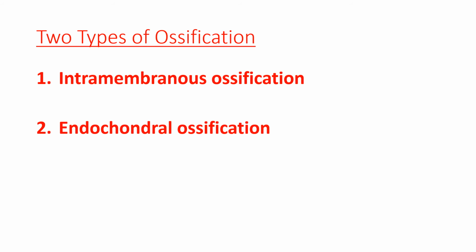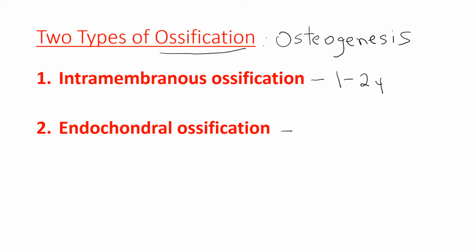Bone development, or the formation of new bone, is also called ossification or osteogenesis. During development, there are two mechanisms that are going to form bone tissue: intramembranous ossification and endochondral ossification. Intramembranous ossification will start late in embryonic life, early in fetal life, and it will end at about 1 to 2 years of age.